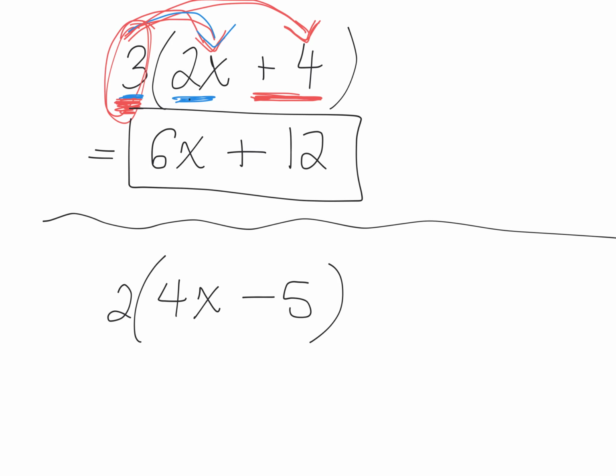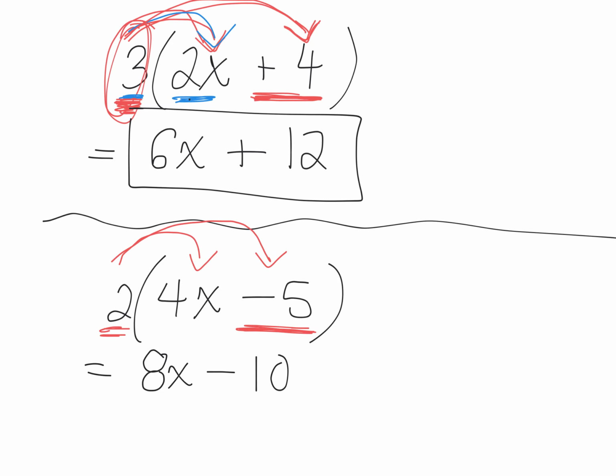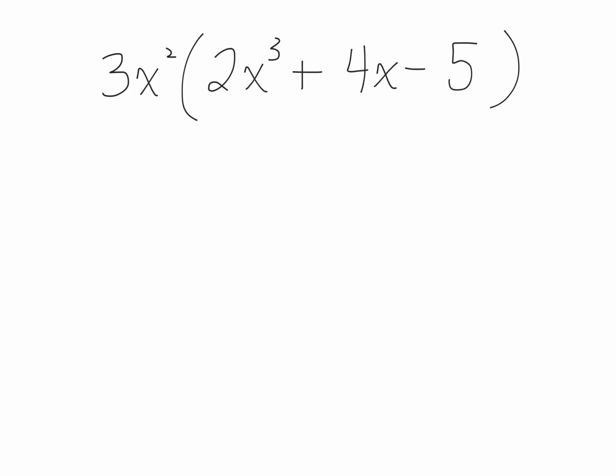2 times 4x minus 5. So I need to take the 2 and multiply it by what? What's the first step? Yep. 4x. What's 2 times 4x? 8x. Good. And then I'm taking 2 and multiplying it by what? Negative 5. Remember, the sign is part of the term. What's positive times a negative? Negative 10. That's it.